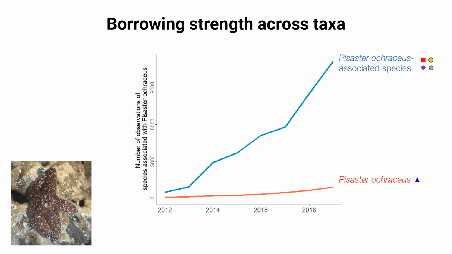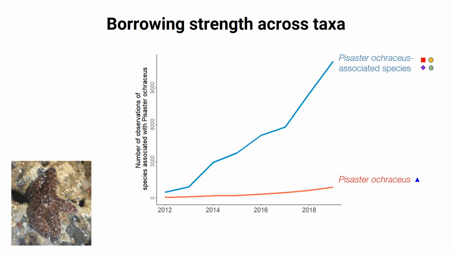Another key advantage of aggregating data is the ability to borrow strength across taxa. This means using data from taxa other than the focal species to help account for observation biases in the focal species itself by indicating overall patterns of observation effort and therefore highlighting potential false absences.